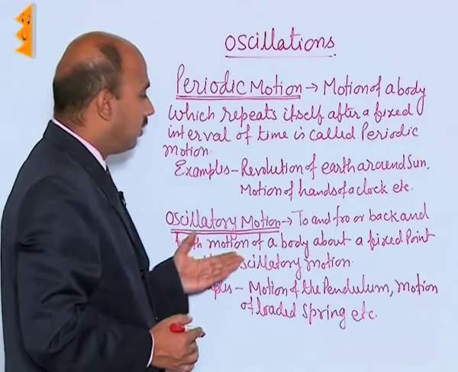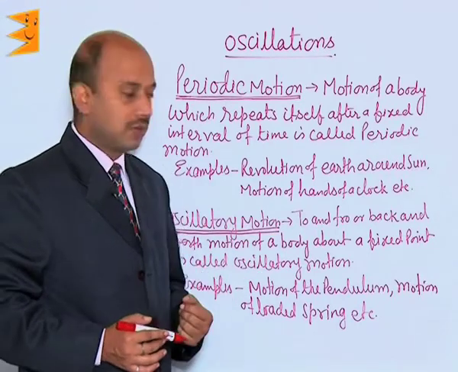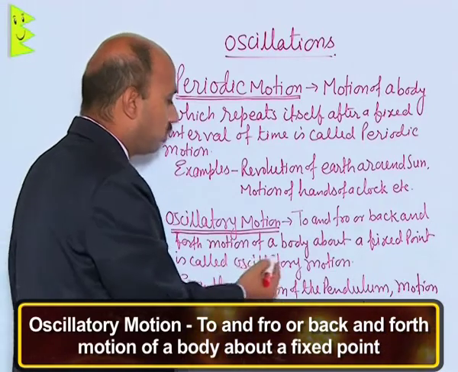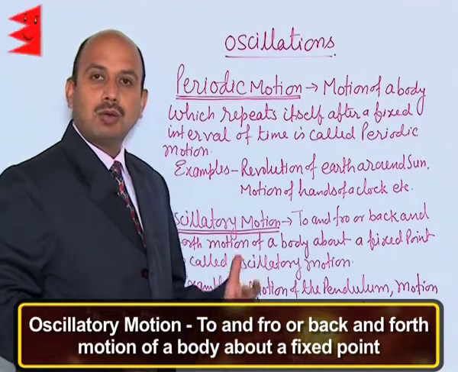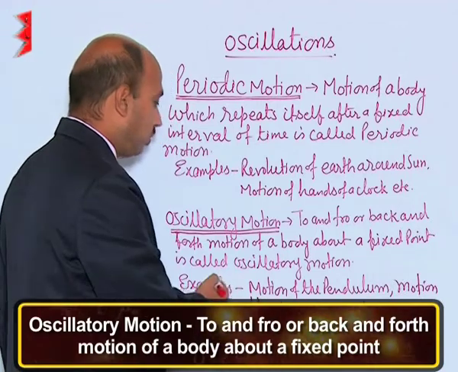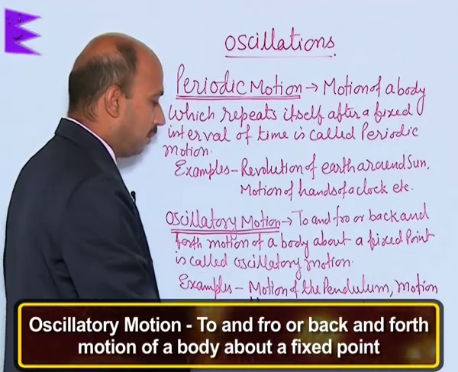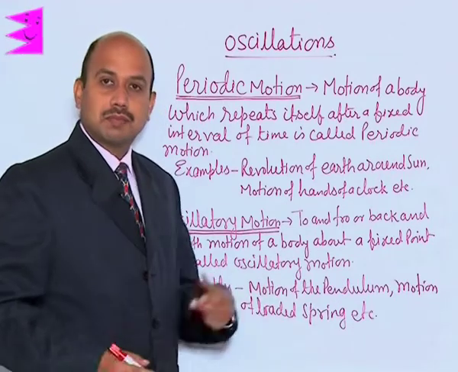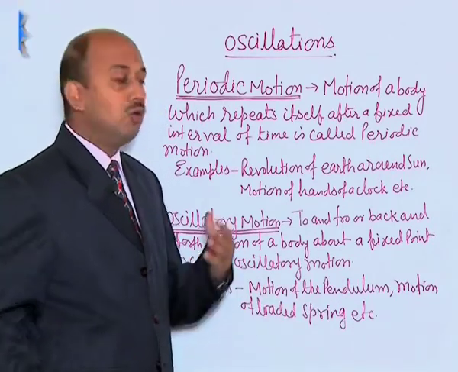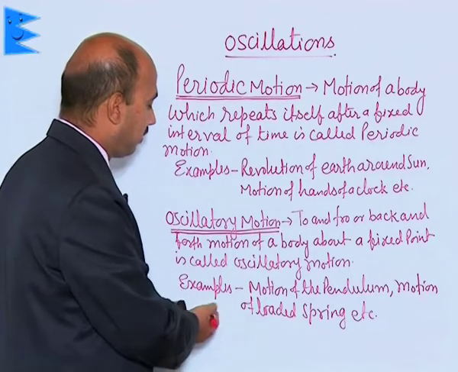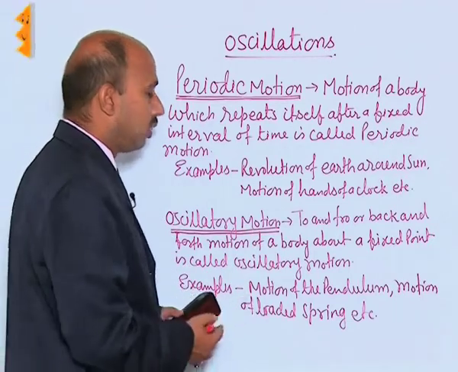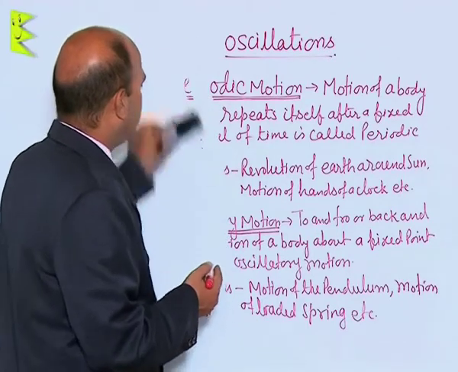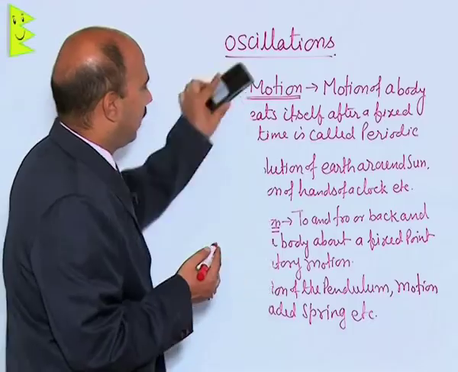Now, see oscillatory motion or vibratory motion. This is the to and fro or back and forth motion of a body about a fixed point, and it is called oscillatory motion. Example, motion of the pendulum and motion of a loaded spring. Now, see here, how do we say the motion of a pendulum is an oscillatory motion, or a loaded spring also is an oscillatory motion. So, now we can understand these things with the help of a diagram.